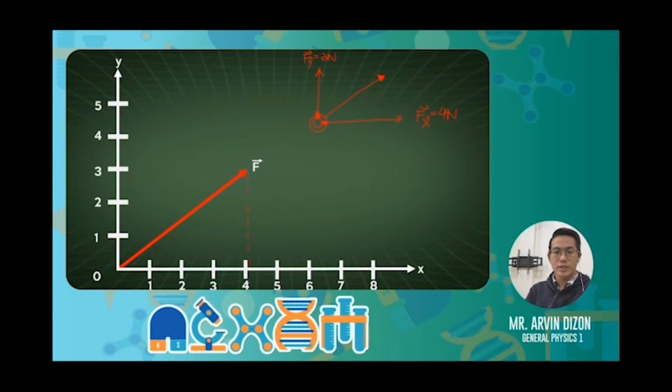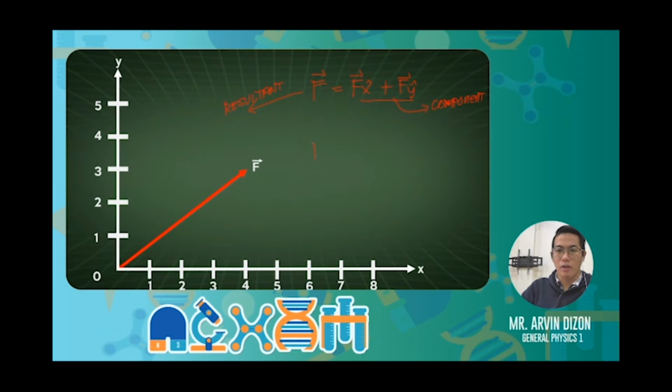In this illustration, it is safe to say that this resultant vector has a component vector on the x-axis with a value of 4 newtons. Meanwhile, on the y-axis, this vector will have a value of 3 newtons. Those are the component vectors of this resultant vector. To summarize, the resultant vector F has component vectors Fx hat plus Fy hat. This would be your resultant, and these two would now be your component vectors.